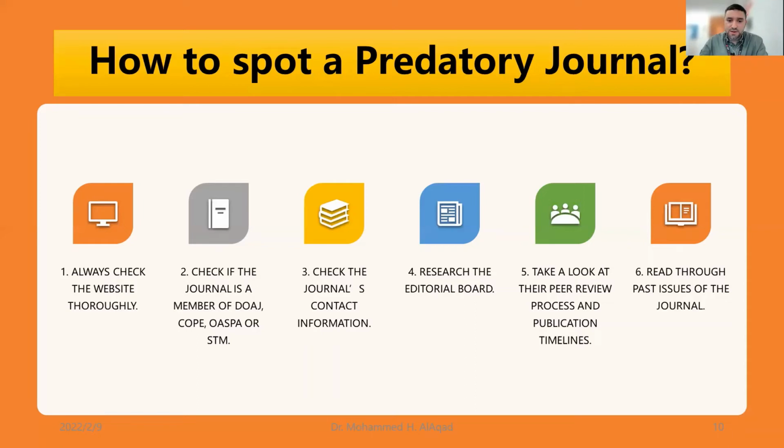Okay, number three here, check the journal contact information. This is a very simple technique to find. It is important to ensure that there is verifiable contact information that matches the advertised nationality of the journal. Often predatory journals state that their offices are in one country, whereas the contact details will be in another country.